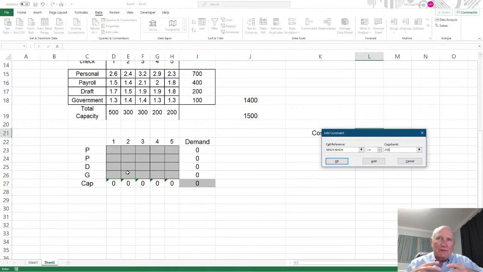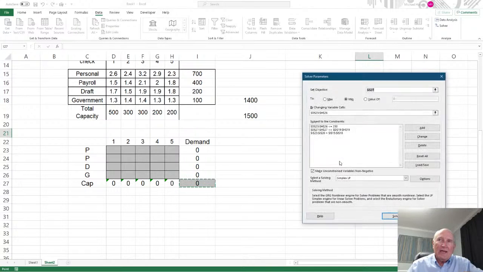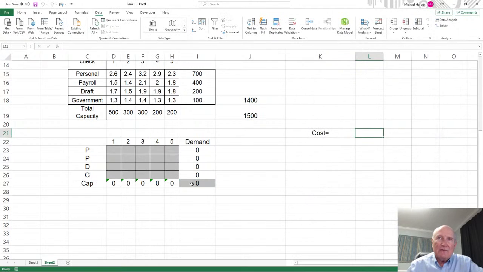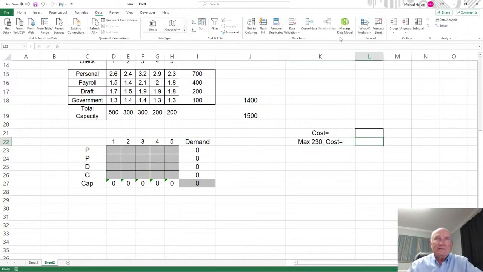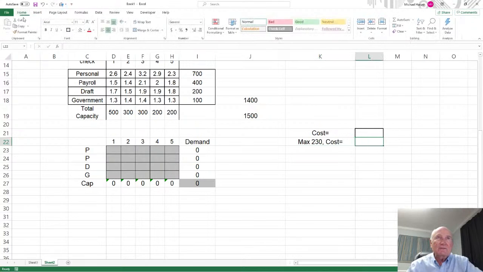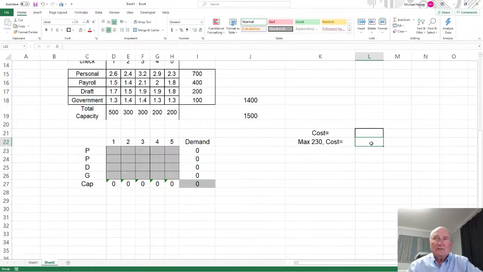They say 230 is going to be the limit. You can't go more than that. So each one of these cells cannot exceed 230. Say OK, and then boom, say solve. When you say solve, you get another value. That value goes here and say max 230, and then cost. Then that's that cost. And what I'm asking for, this cost, how much increase will this cost have over that cost? What's the increase?